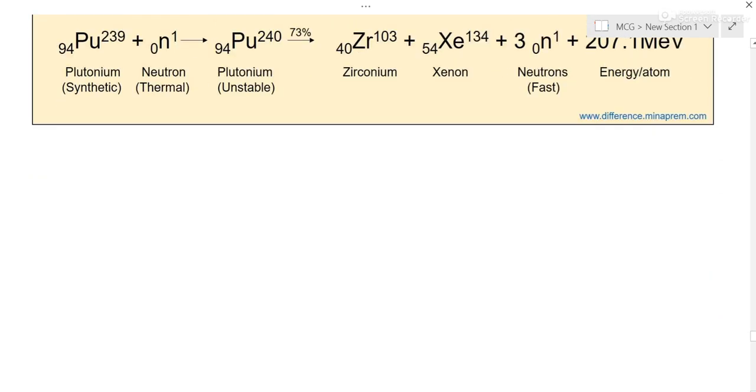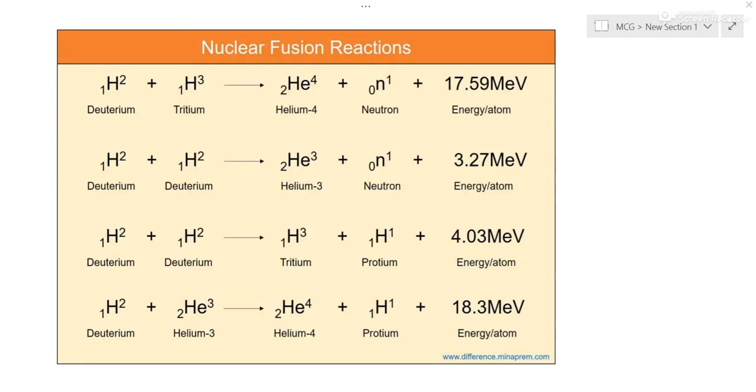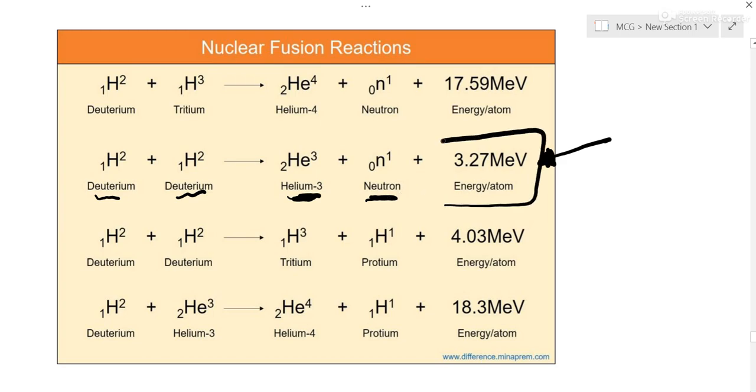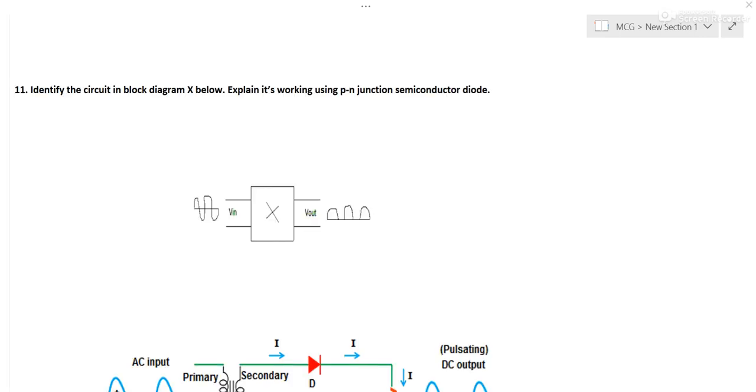Now coming to picking up an equation for fusion. We can pick up any equation from here. Generally I learn this: deuterium, light nuclei 1H2, giving helium 3 and 1 neutron, and this much energy. You should memorize the value of energy to score full marks.